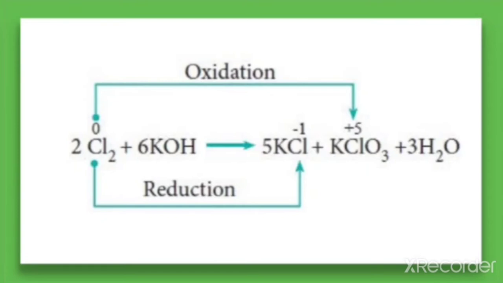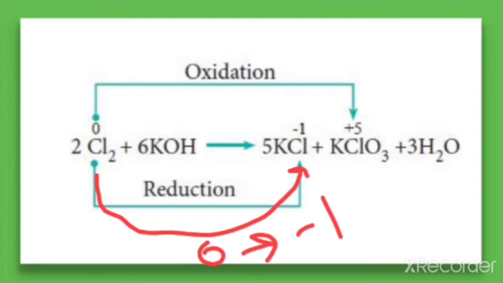In this reaction, when we write out the oxidation state for chlorine, in the molecular state it is 0, but in the compound potassium chloride the oxidation state of chlorine is -1, and in potassium chlorate it is +5. That means the chlorine changes into chloride as well as into chlorate. Checking from here to here, the value changes from 0 to -1. That means there is a decrease in the oxidation number, therefore it is reduction.